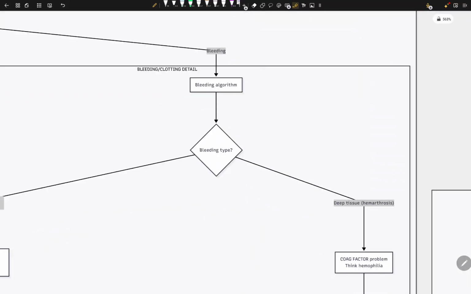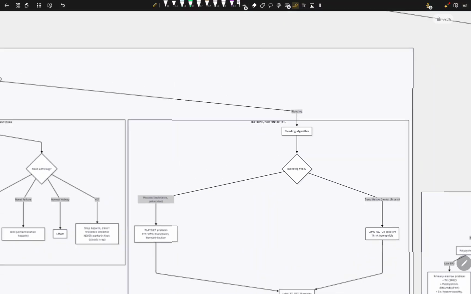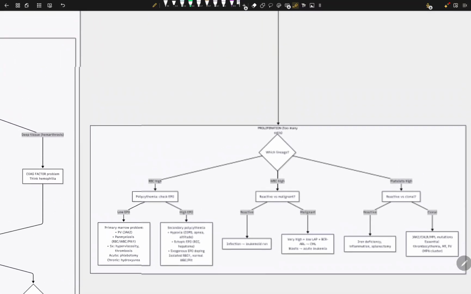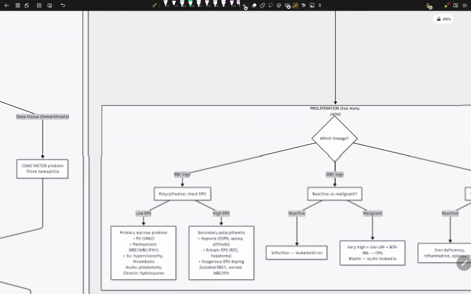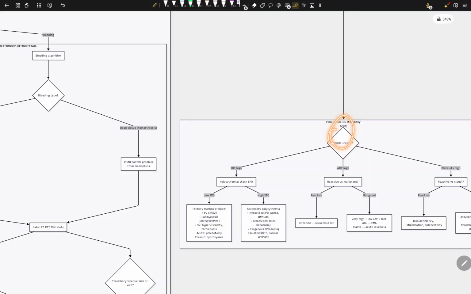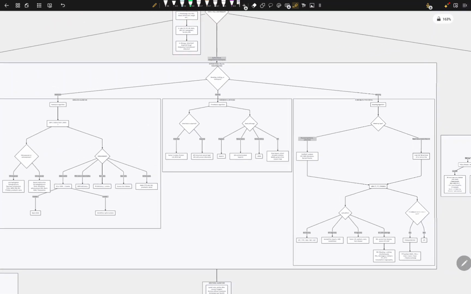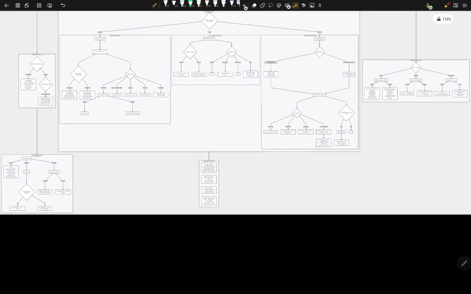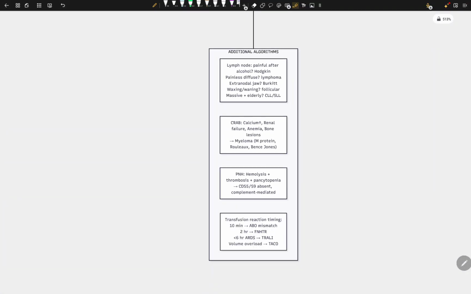Cool. So I'm very tired. So we have bleeding. I'm done with bleeding, I think. Deep, hemophilia, mechanical, ITP, Glanzmann, Bernard. Okay. Which lineage proliferation? We already did that. EPO, done with that. Anticoagulation, done with that. Everything is done except these four little boxes.